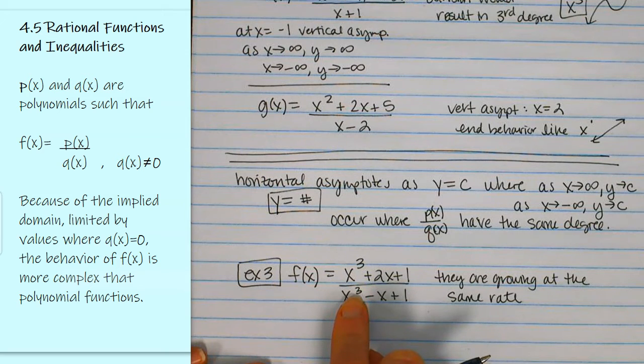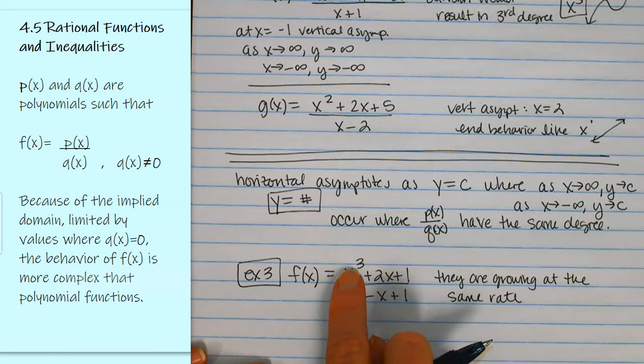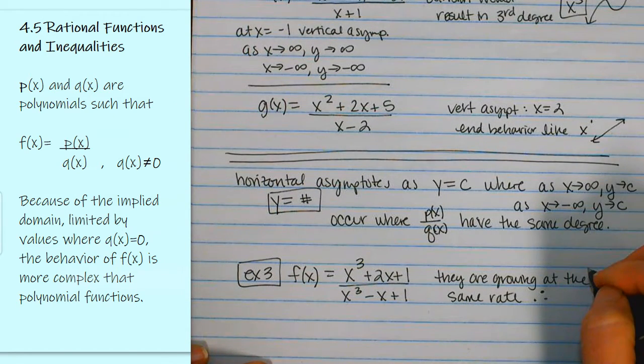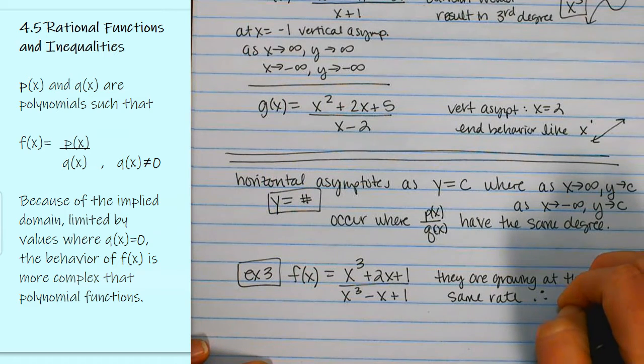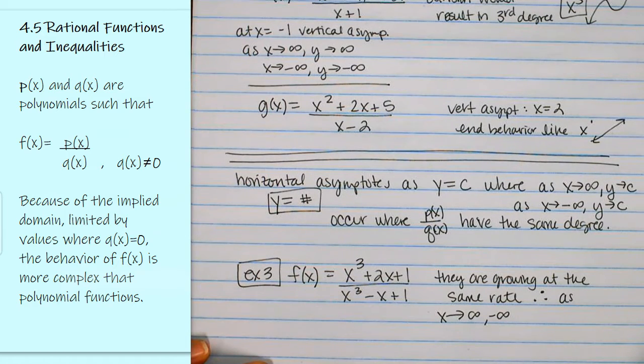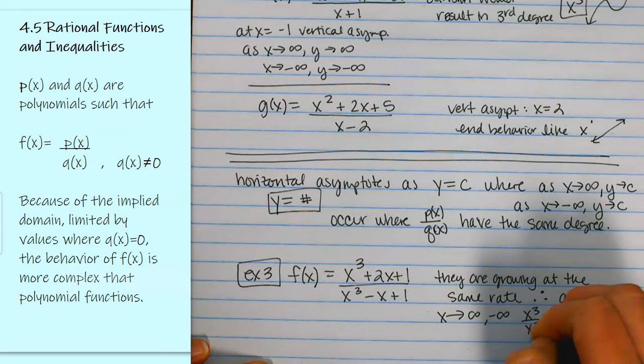This isn't an equation that equals 1, but because they're growing at the same rate, as x gets really large, the x cubed over the x cubed define what the function looks like. So I'm going to say, therefore, that's what the 3 dots means. They're growing at the same rate. Therefore, as x goes to positive or negative infinity, x cubed over x cubed define the end behavior.